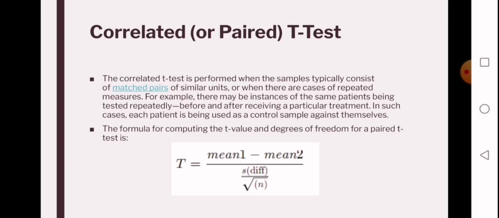The formula for computing the t-value and degrees of freedom for a paired t-test is t equals mean 1 minus mean 2 over s_diff over square root of n, where mean 1 and mean 2 are the average values of each of the sample sets, s_diff is the standard deviation of the differences of the paired data values, and n is the sample size. n minus 1 gives the degrees of freedom.